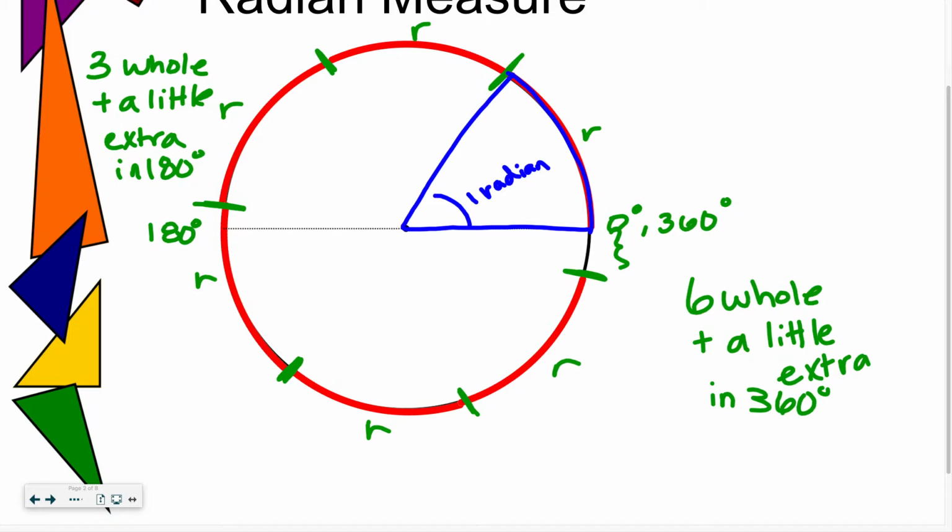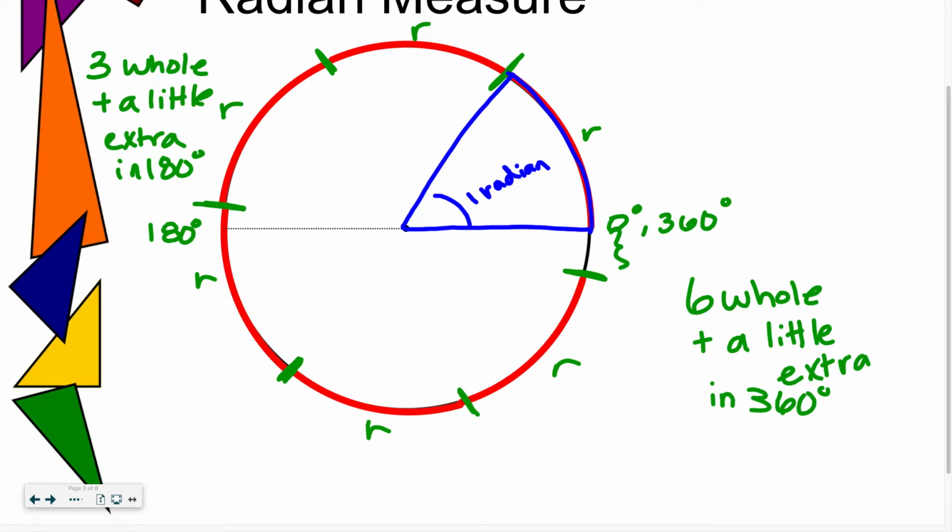About how many degrees would you estimate that 1 radian is? 60. Yeah, it's close to 60. You know, think about this. This is 360 degrees, right? And 360 divided by 60 would be 6. So that would mean like 6 would fit in exactly, but there's actually a little extra left over. So it's a little bit actually less than 60. It's maybe like 57 or 58.